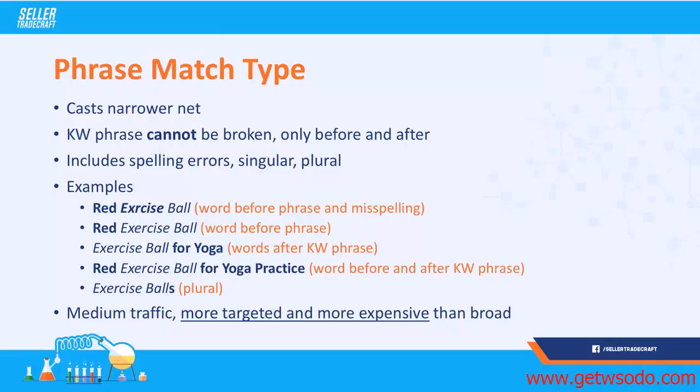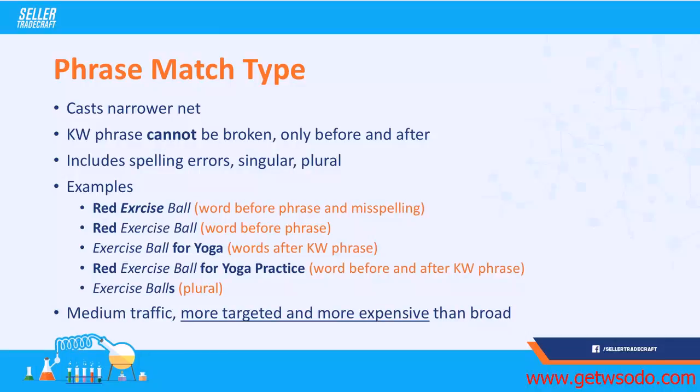The difference here between phrase and broad is that phrase will never break up "exercise ball" and never put something in between that keyword phrase. Okay, so let's go to the next example. We have "red exercise ball." This is no misspelling, just a word before the phrase. We have "exercise ball for yoga."